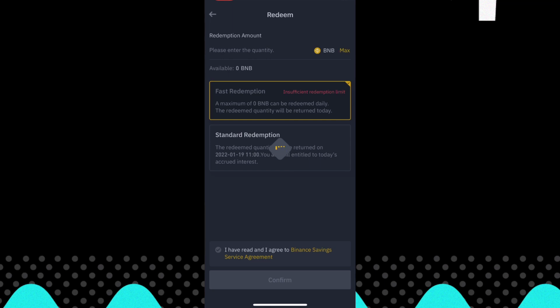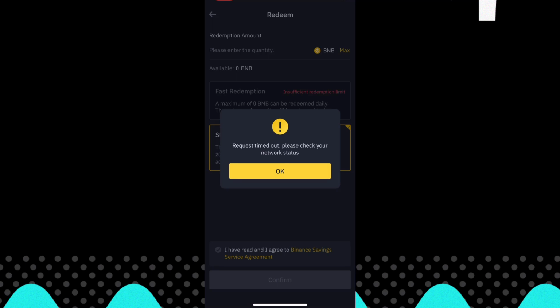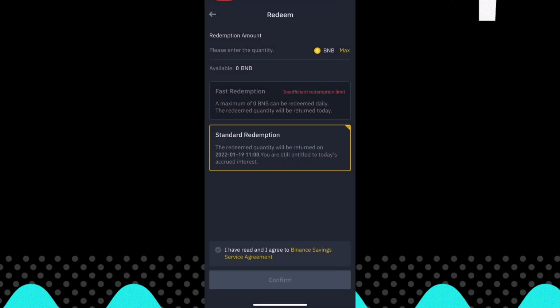I'm sorry about that, my network is so bad right now. So if you click on the amount, that's the quantity of BNB which you want to withdraw, then after that, what you want to do is to click on the fast, because you want to be able to get that BNB faster. So don't waste your time. Okay, then you now click on I have read and agree to Binance Savings Service Agreement. Then after that, what you want to do is to now go back.